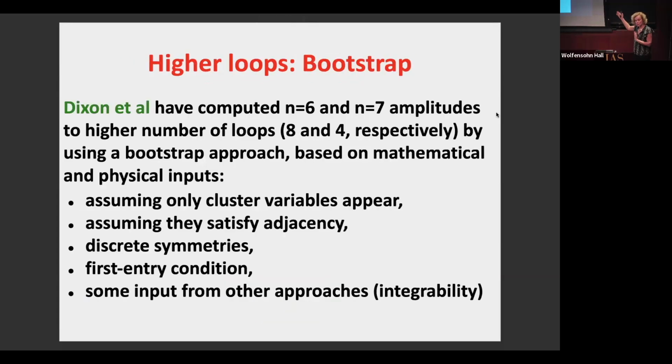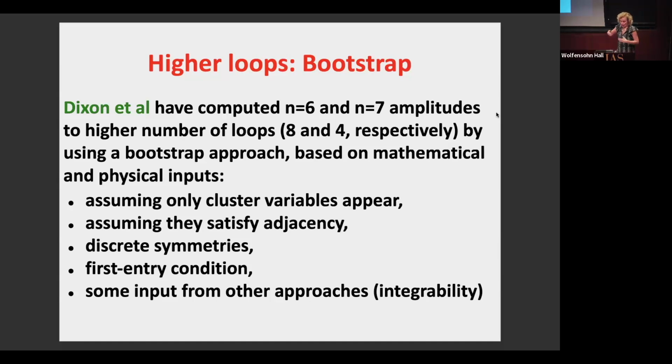Then higher loops. So again, we start with 2 loops, 6 points. We go to higher points, Son and collaborators, and we go to higher loops. That's Dixon's program, and Dixon and his collaborators. What they do is they start with the alphabet. They start with the 6 and 7 point alphabet, and then they impose the physics and mathematics properties. They do it different ways and under different conditions.